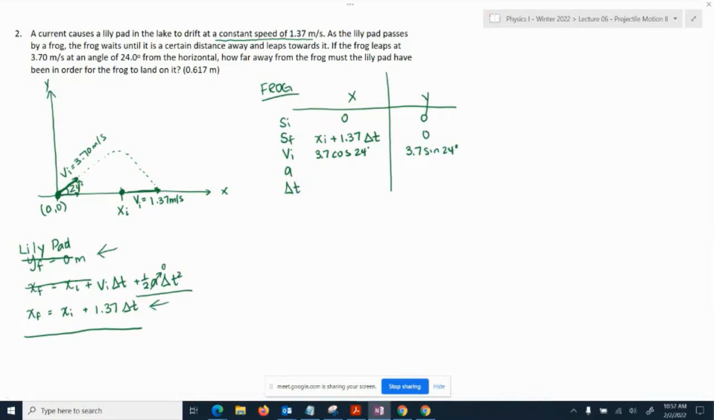Okay, so now we have the S initial, the S final, the V initial. We can move on to the acceleration. Okay, the acceleration of the frog. Well, the acceleration is that due to gravity. An acceleration due to gravity points straight down and is 9.81 meters per second squared. So the x component of that is 0, and the y component of that is negative 9.81 meters per second squared. Right, so that's good for acceleration. And now time we don't know, that's what we're going to solve for.